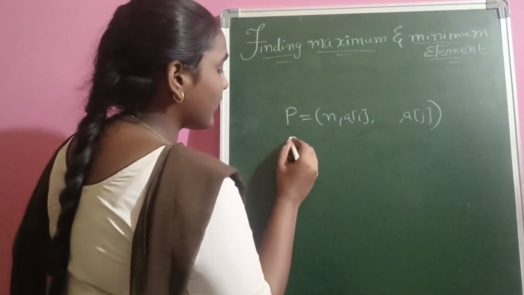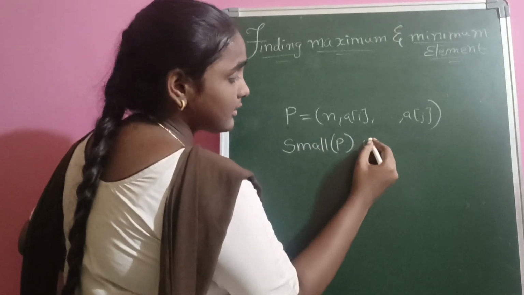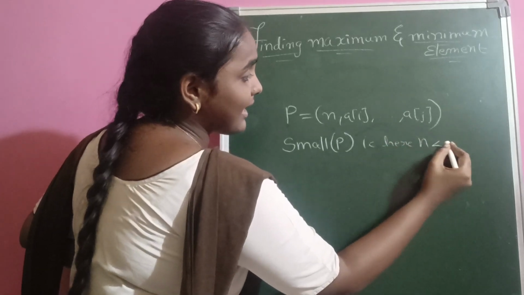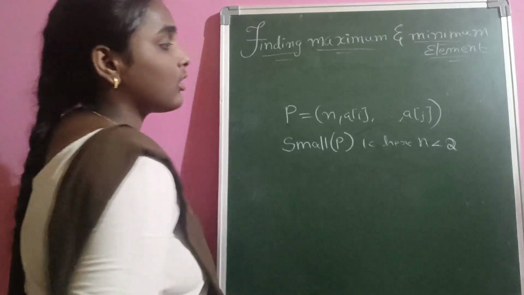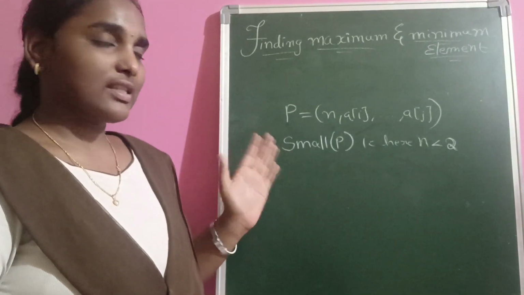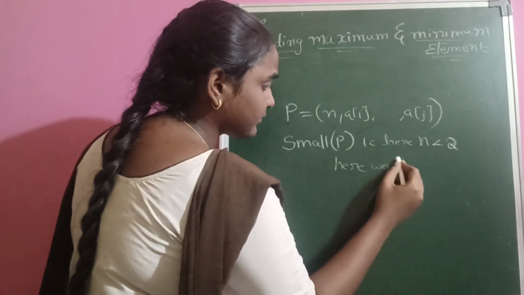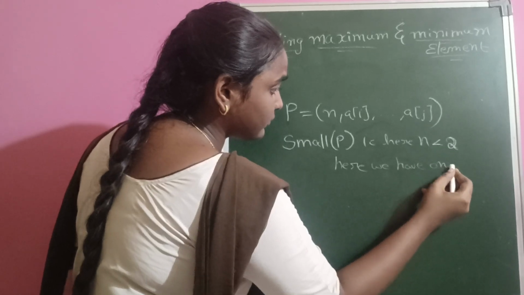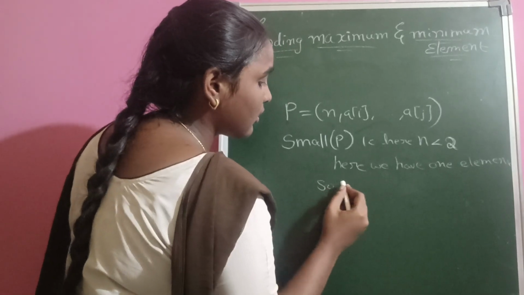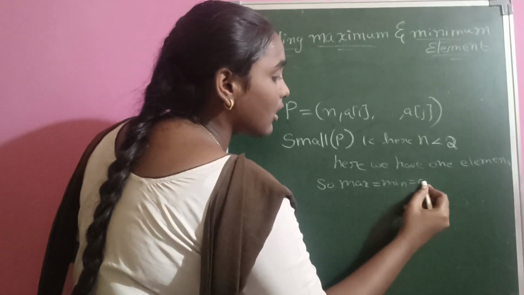For a small problem, small(P), that is when the value of n is less than 2, the maximum and minimum element are the same in the list. That means we have only one element. So max is equal to min is equal to A[i].